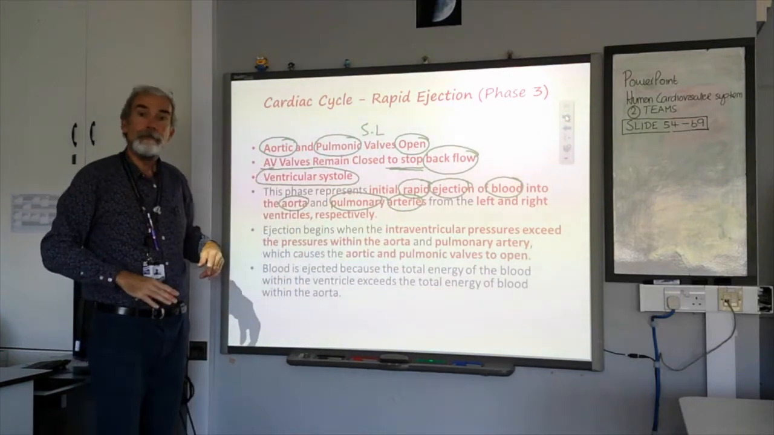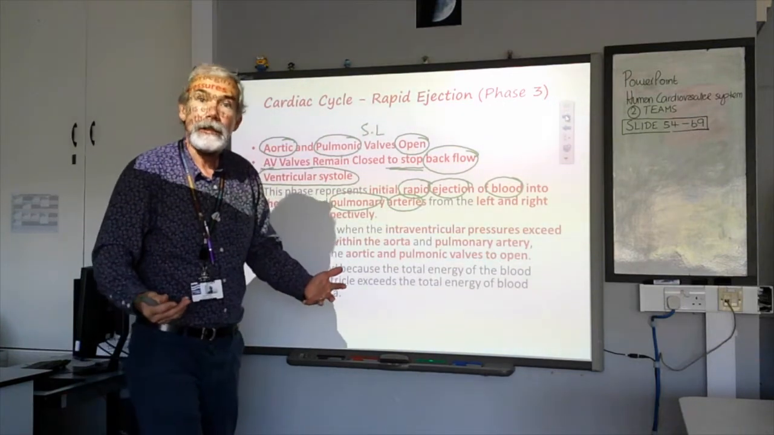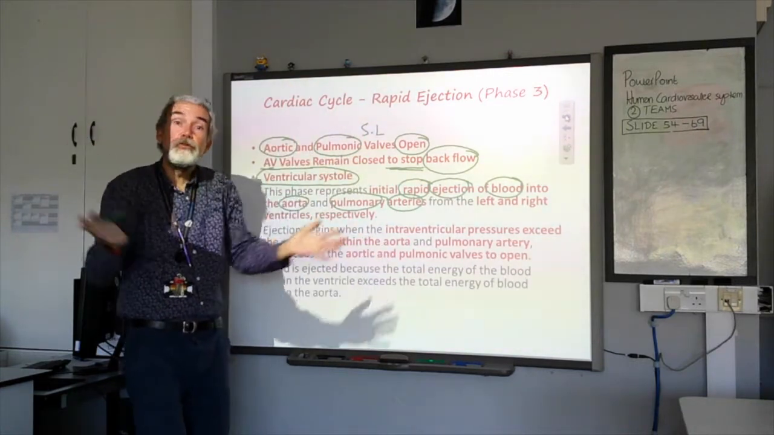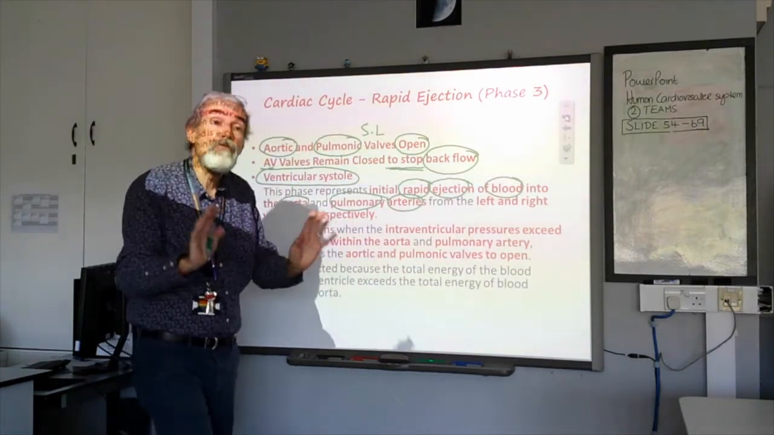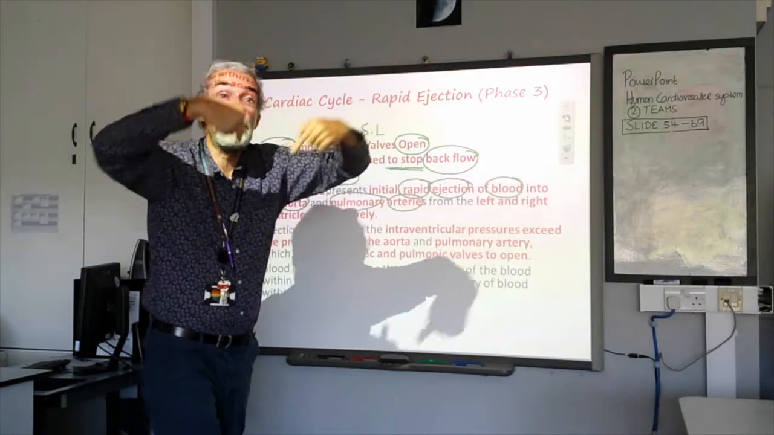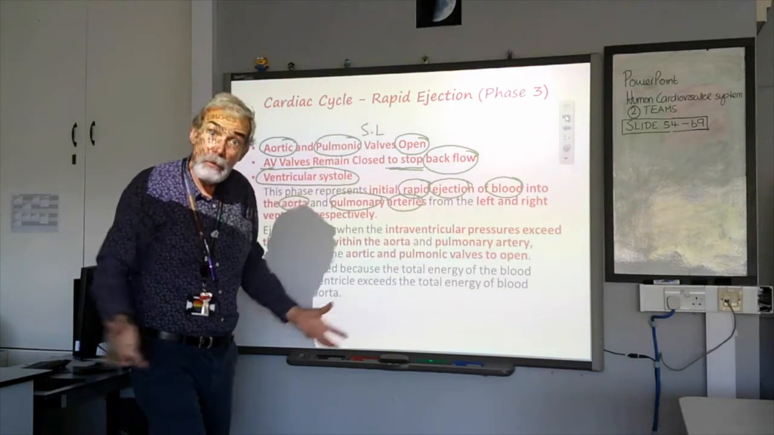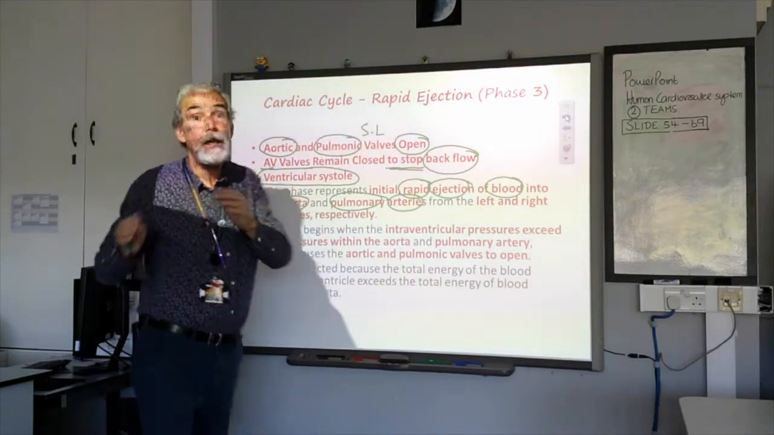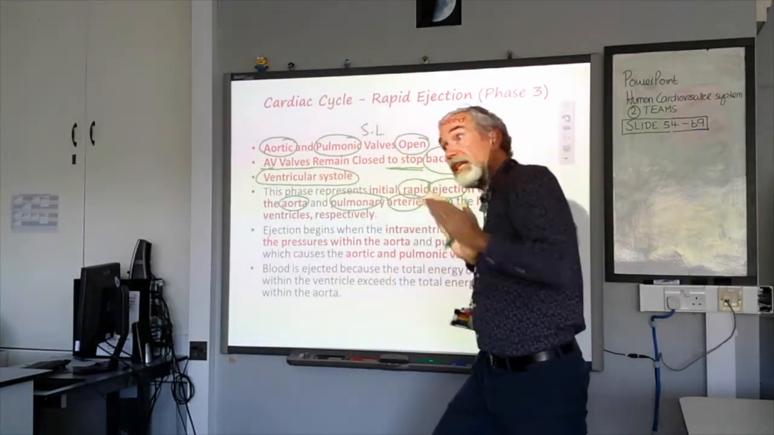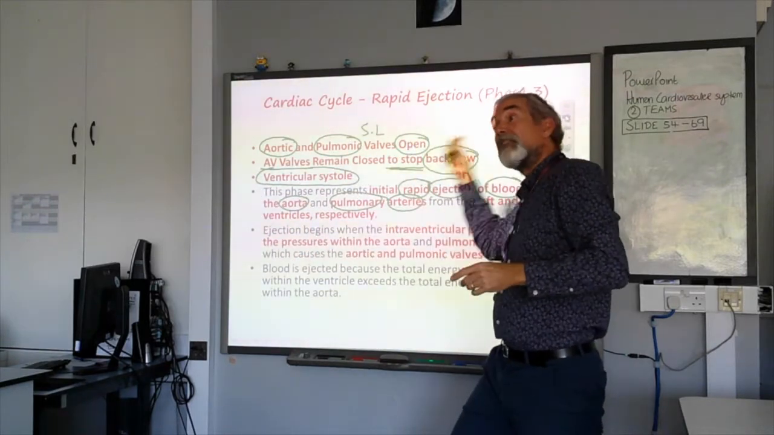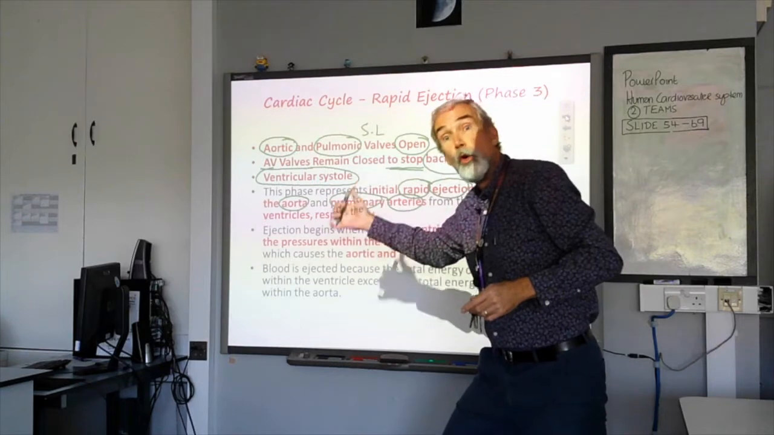Why does that happen? Because the pressure of blood in the ventricles is greater than the weight of blood holding the semilunar valves closed. When the pressure of blood in the ventricles is greater than the weight of blood holding the semilunar valves closed, it effectively means the semilunar valves are forced open.